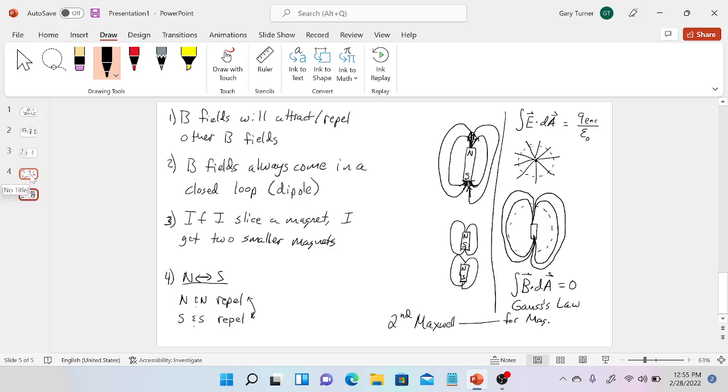And in the next lesson, we will talk about the source of magnetic fields and talk about the Biot-Savart law. All right, we will see you then.